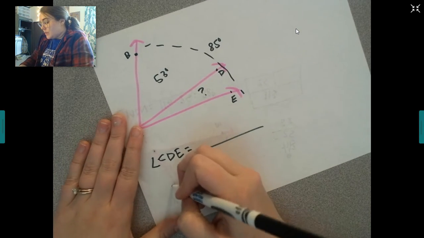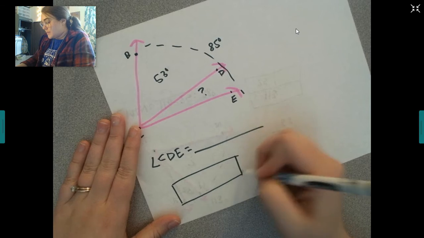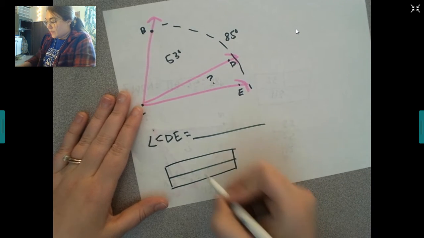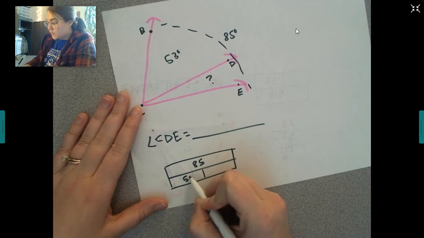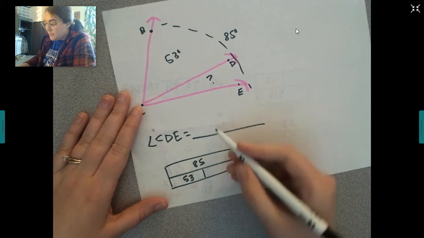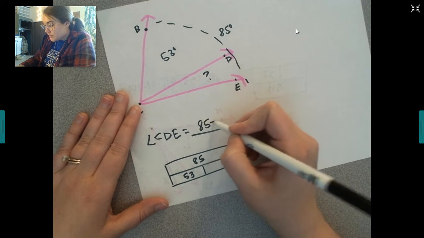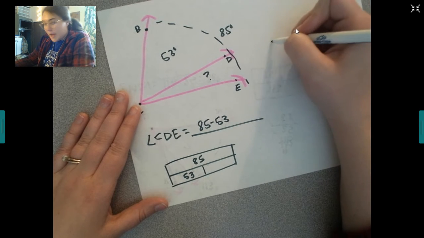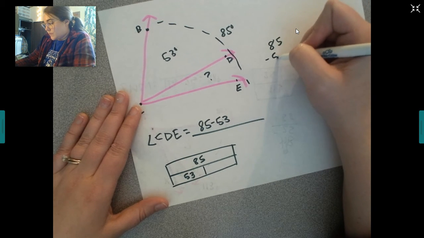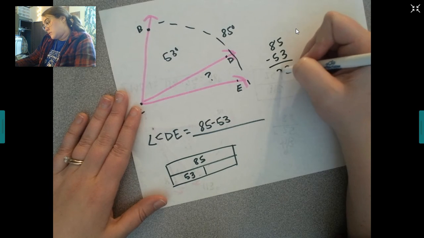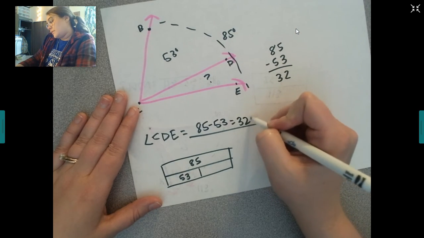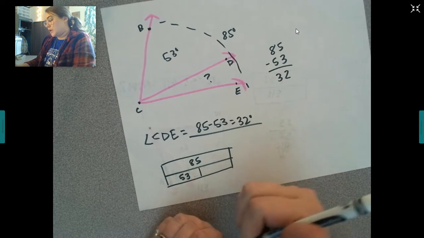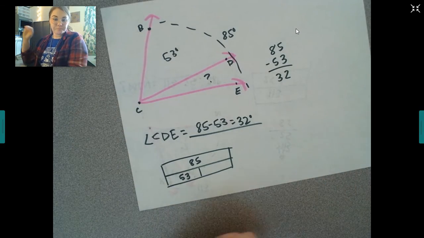So here's what I would do. I would make my strip diagram, and I would split it in half. So my big kahuna is 85 degrees. I know one piece of it is 53. So if they're on top of each other, you're going to subtract. So 85 minus 53 is 32 degrees. So I know that the angle is 32 degrees.